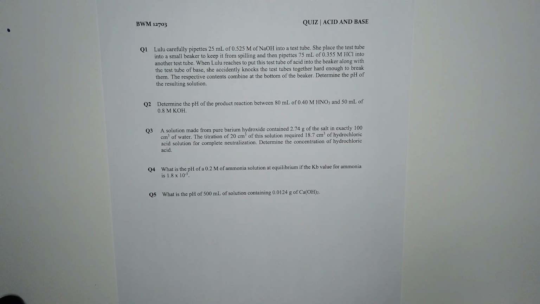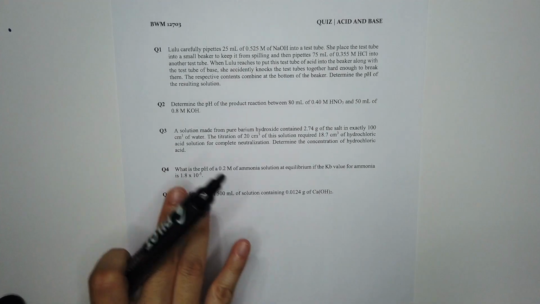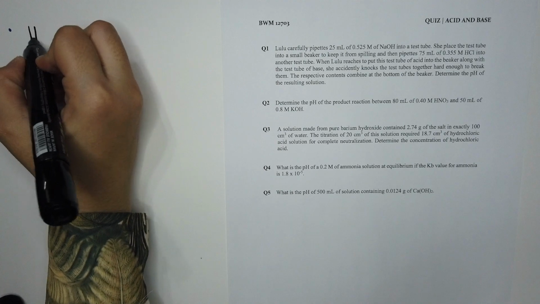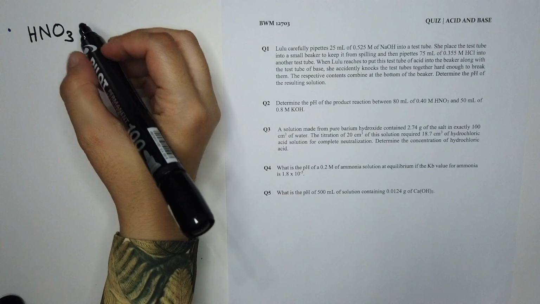Moving on to question number 2. Determine the pH of the product reaction between 80 ml of 0.4 molar HNO3 and 50 ml of 0.8 molar KOH. So same drill like the previous question. What you need to do is find out what your reactants are. In this case, you have two reactants, which are the HNO3 and your KOH.